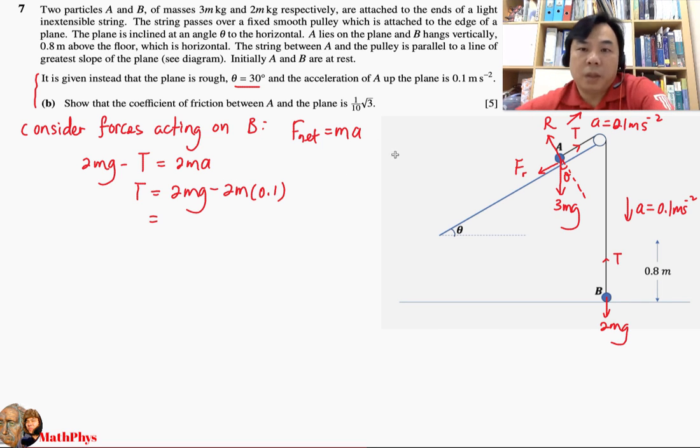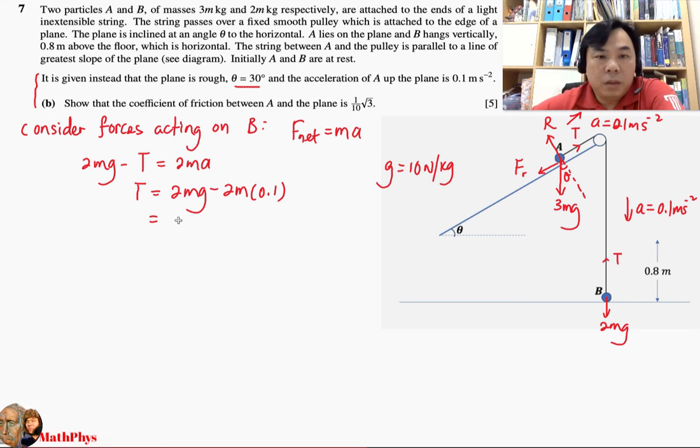which is 2a, 0.1. So that is actually 0.2 here. We also make the assumption that g is equal to 10 Newton per kg here. So that will be 20m minus 0.2m. So that will be 19.8m there. Okay, now that's our tension.